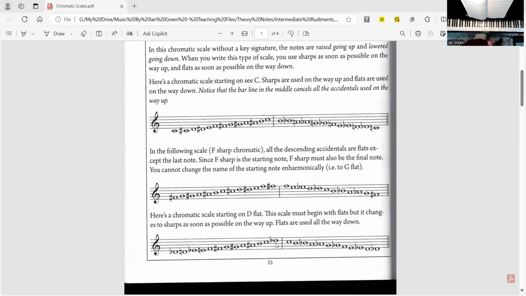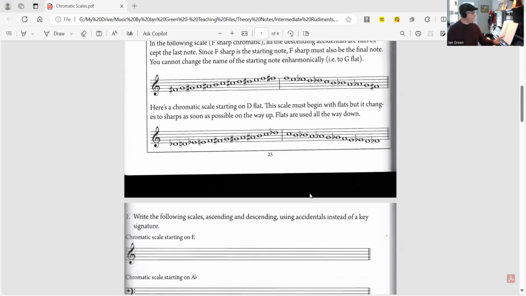So something that's really interesting about writing a chromatic scale without a key signature is that there's some flexibility about the different types of accidentals you choose to write, but also, as long as you end on the same note at the end as you start on, then you've written the chromatic scale correctly.